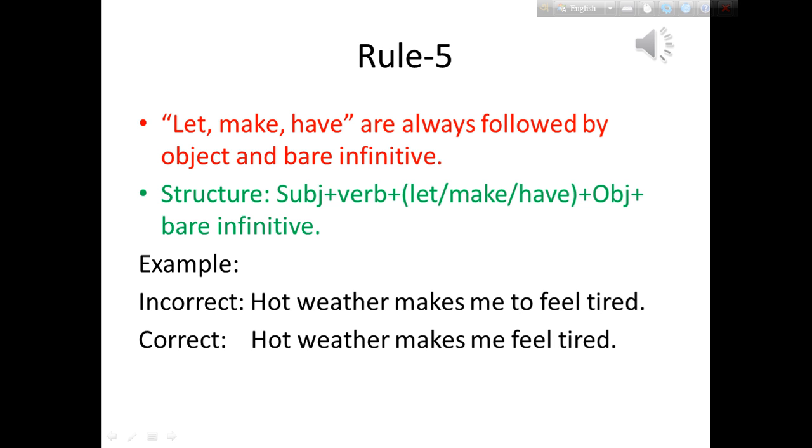Hot weather makes me to feel tired. So here the very word make is used and it is followed by the object me. So according to our rule, when we have let, make or have followed by an object, we have to use bare infinitive. That means the infinitive to will be omitted. So here we have to omit the very word to. So the correct sentence will be hot weather makes me feel tired.